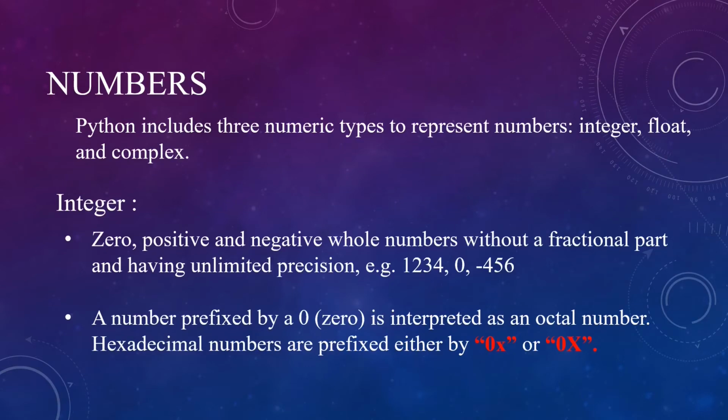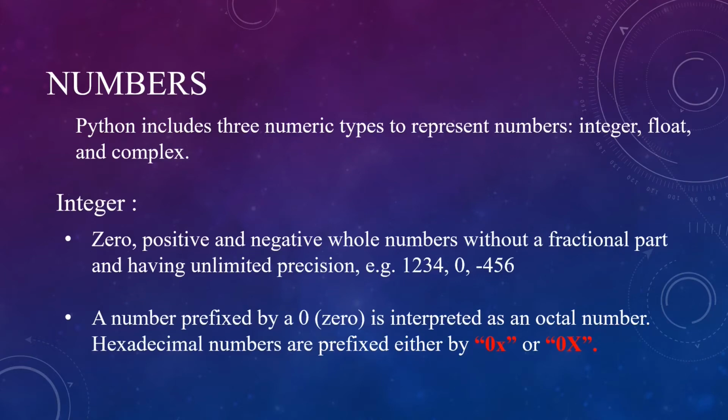Next, a number prefixed by a 0 is interpreted as an octal number. Hexadecimal numbers are prefixed by 0x. If you want to assign an octal value, then define the value as 0 followed by O. And if you want to assign a hexadecimal value, then define the value as 0 followed by X.